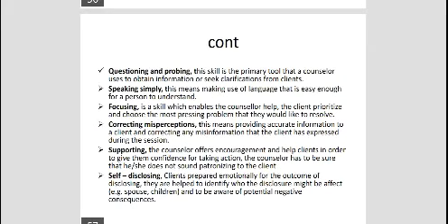Another one is questioning and probing. This skill is the primary tool that a counselor uses to obtain information or seek clarification from a client. For example, you might have heard something and you want to be sure this is what he or she said. Then you probe by asking, so you got it? Then from there you get the concrete, solid reassurance that what the client said is what he or she really meant.